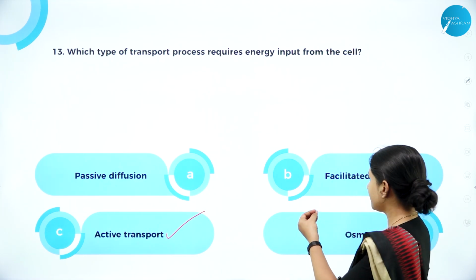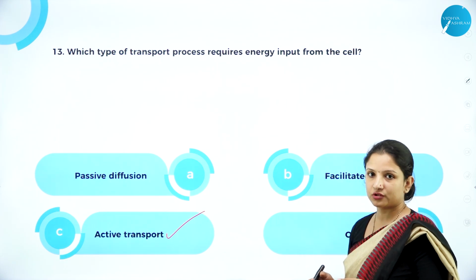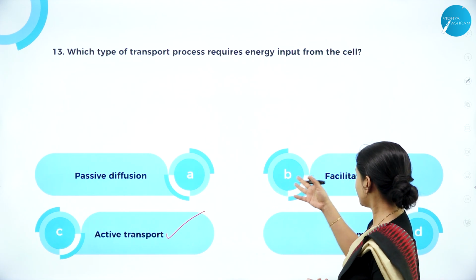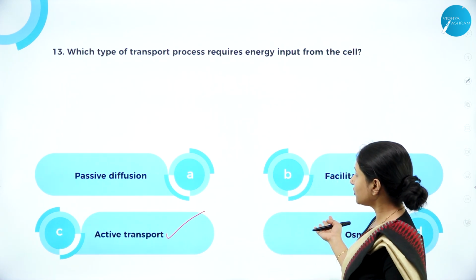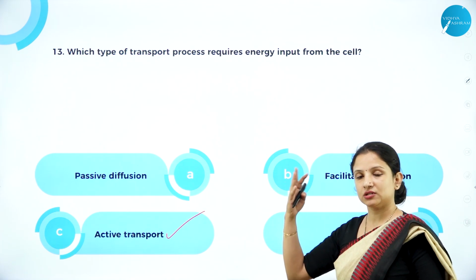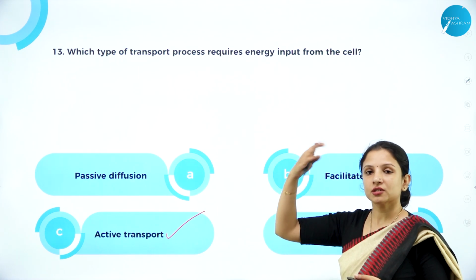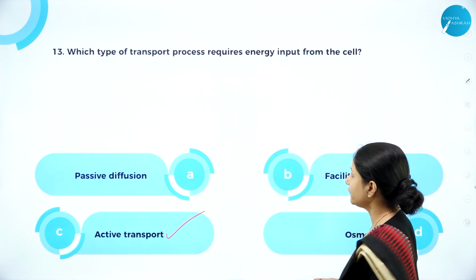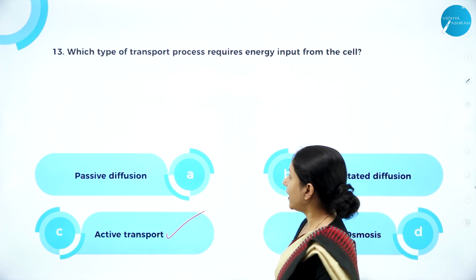So, passive diffusion or facilitated diffusion is not the right answer, neither osmosis. Passive diffusion and diffusion usually do not require energy, and osmosis also is the transport of substances from the higher concentration to lower concentration. Because it is from higher to lower, it will not require much energy. So here option C, that is active transport, is the right answer here.